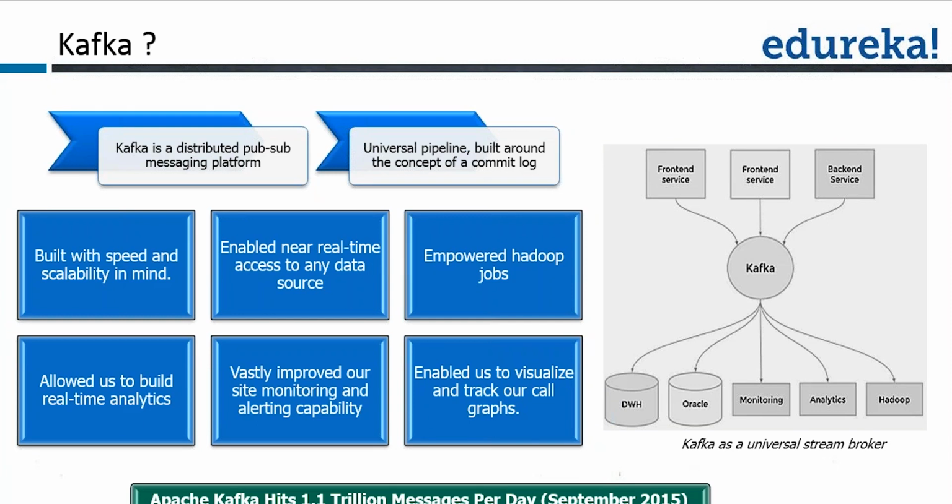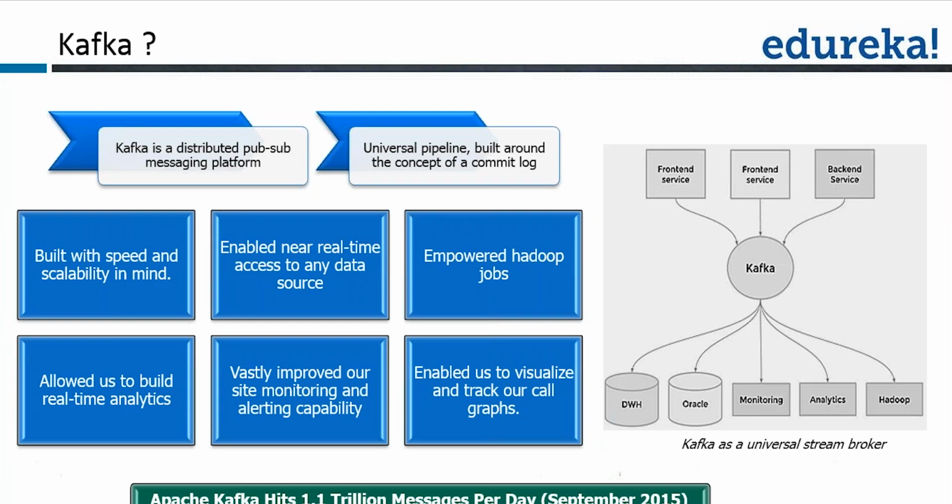So Kafka is a universal pipeline built around the concept of a commit log. A commit log is nothing but this: whenever the log gets a message, it commits it, meaning it writes it to the disk. The process of writing the message to the disk is called a commit here. So that is the concept of a commit log.